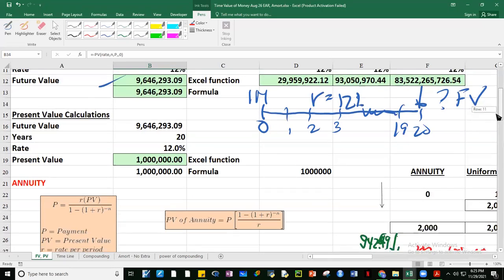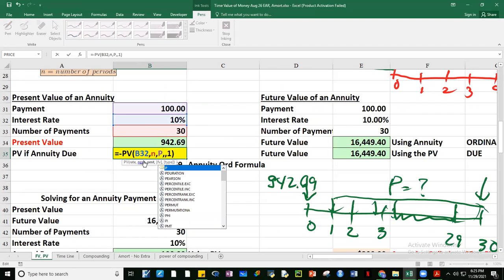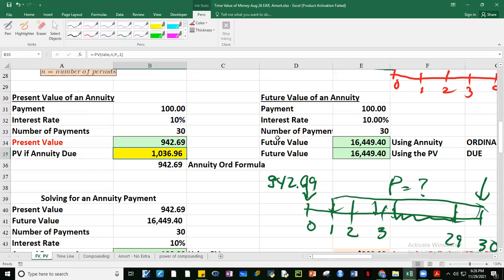And then of course, guys, we said that if it was annuity due, anong kaiba niya? Pareho lang. So this should be P. And let's use the rate name. Rate, N, this is the annuity. And then walang future value, but the type of annuity is 1 because this is annuity due. And we get a value of 1036.96, higher than the annuity ordinary.